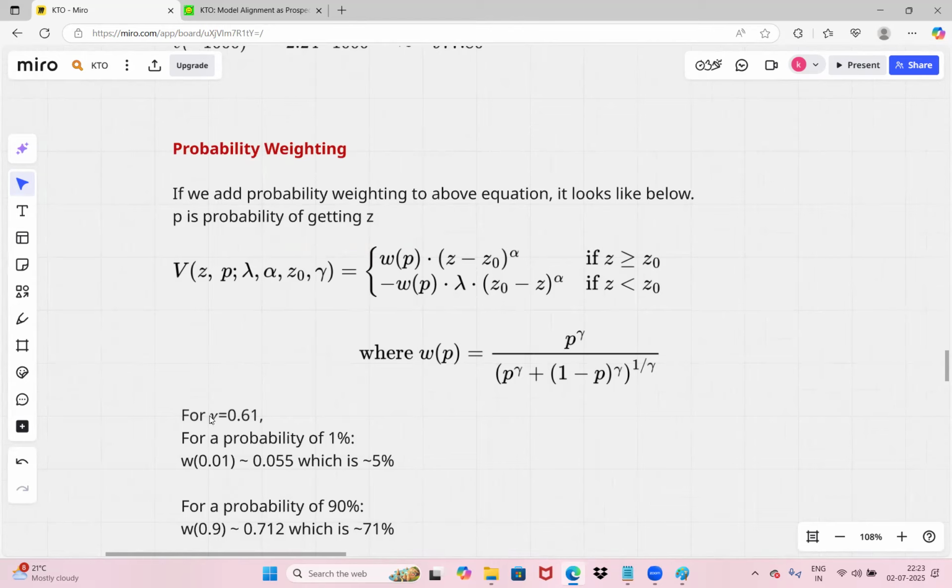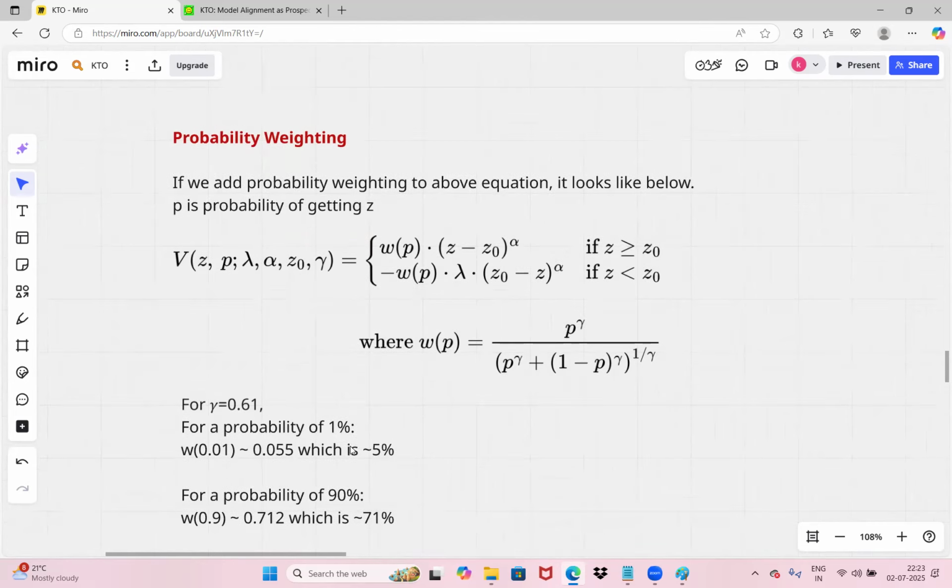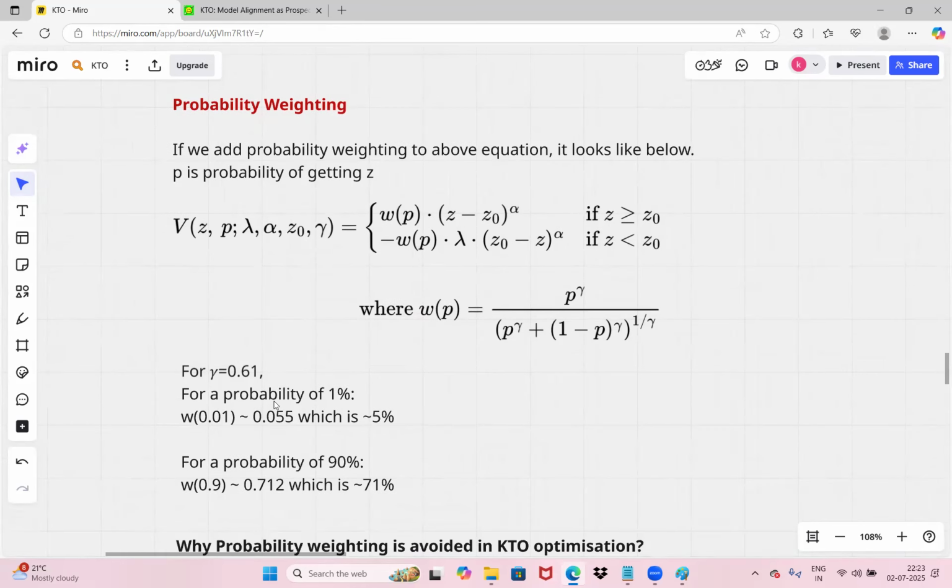Now for gamma equal to 0.61 and a probability of 1%, if you plug both these values into this equation, the probability weighting value will be 5%. 1% is feeling more than 1%. Now for a probability of 90%, if you plug in the values of gamma and 90%, the output of this function will be 71%. So a high percentage is feeling less than that percentage. If we add probability weighting to our prospect theory formulation, this is how it looks. We have just added this probability weighting over here.